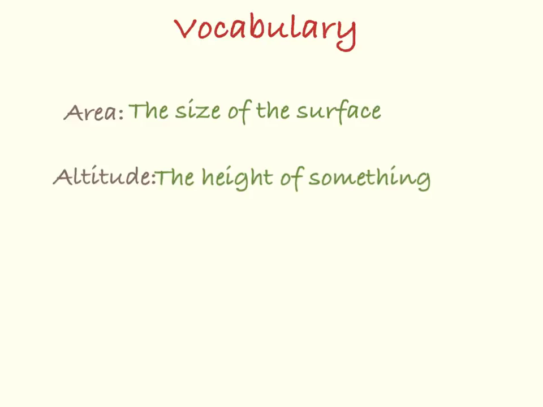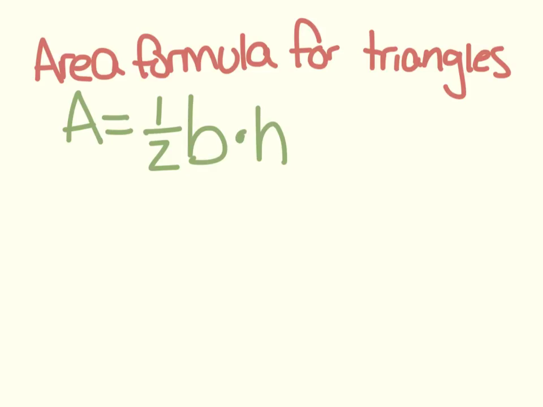Here is some vocabulary that you need to know before we begin this lesson. One vocabulary word is area. Area is the size of the surface. The next vocabulary word we have is altitude. Altitude is the height of the figure. The area formula for a triangle is area equals 1/2 base times height.